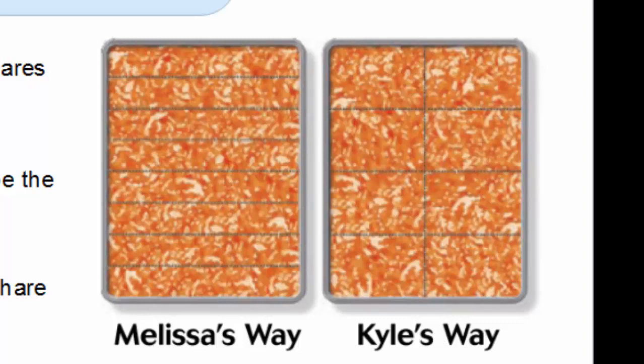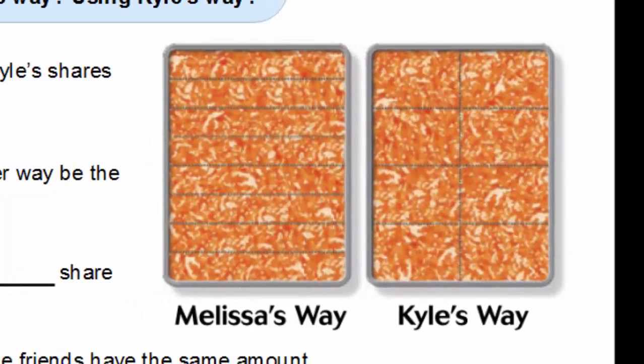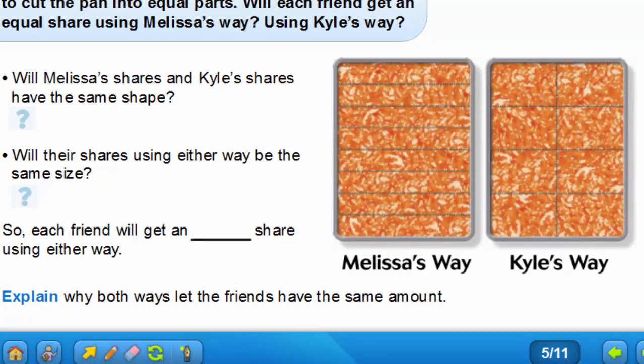All right, so let's look at some of these questions and see if we can figure out if they are equal both ways. Will Melissa's shares and Kyle's shares have the same shape? No, that's right, they are different shapes. Will their shares using either way be the same size? Ooh, that's a toughie. Let's look at them again. Look at Melissa's way. Look at Kyle's way. Do they look like they're the same size? They don't look like they're the same size, do they?